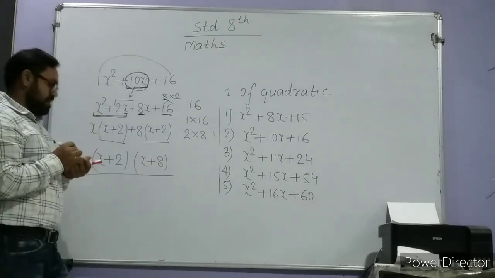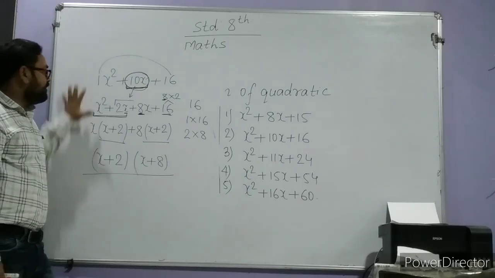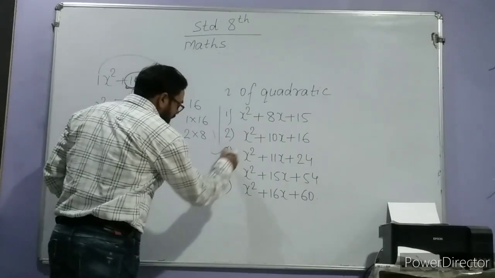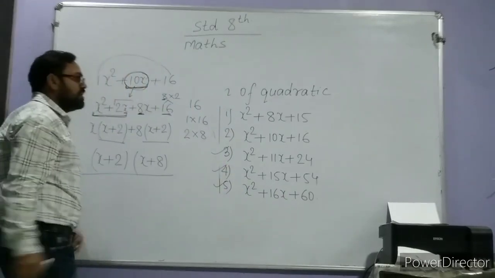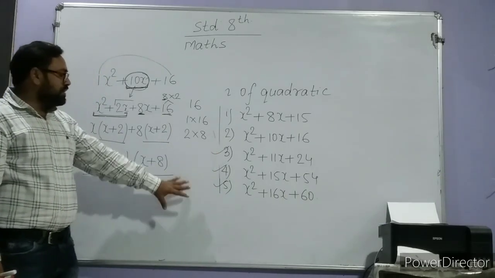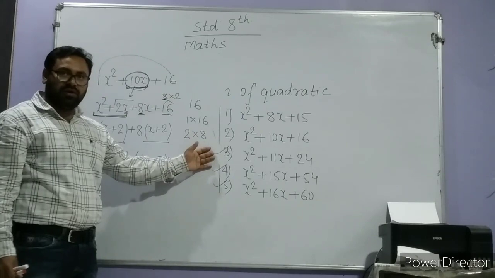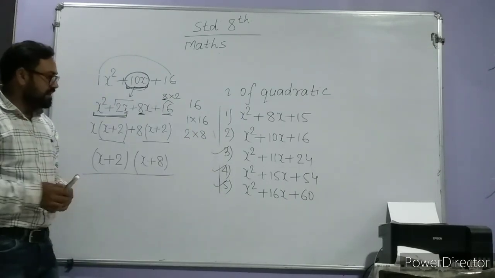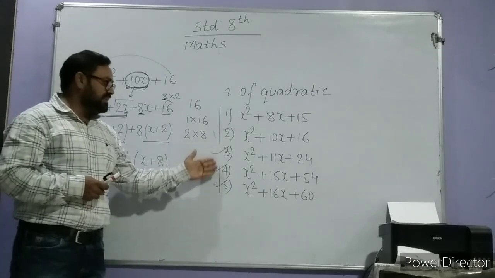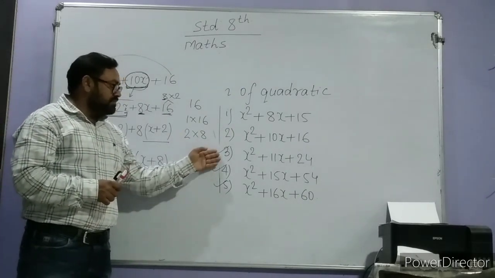Now my dear students, I have solved two questions of one type of quadratic polynomial, and these three questions, question number 3, 4 and 5, you will solve. If you get any difficulty, you can ask the query of this question through the WhatsApp comment. You will write only the question number 3 of type 1. If you have difficulty, then on the next day I will explain these three questions also. So you will try to solve these three questions.